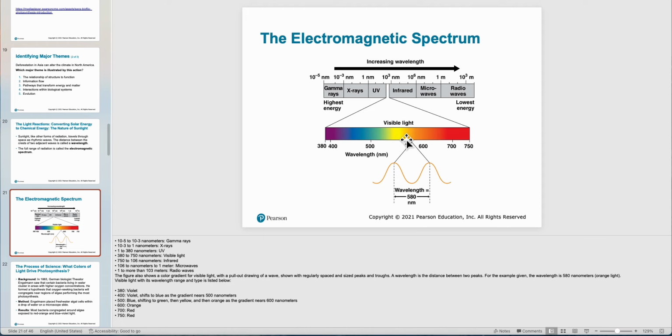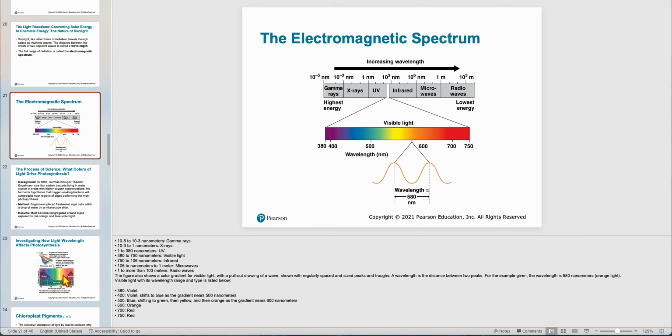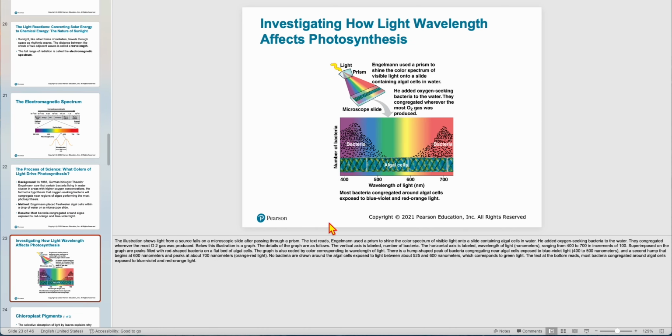Roy G. BIV. Red, orange, yellow, green, blue, indigo, and violet. So those are the colors of the rainbow. Now, having said that, here is a piece of information. Normally I skip experiments that they mention, but this one is important.